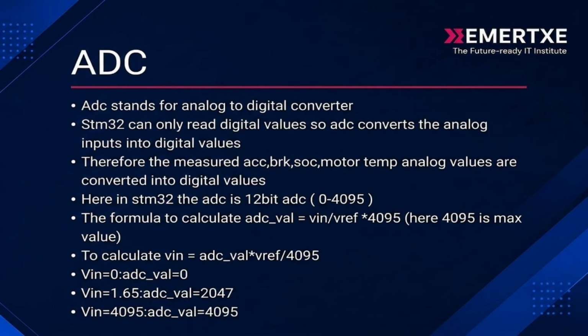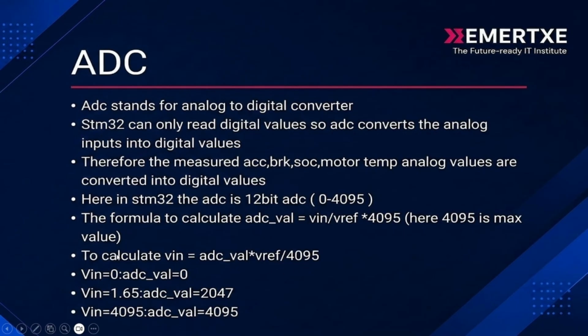Here in STM32, the ADC is a 12-bit ADC, 0 to 4095. The formula to calculate the analog to digital converter value is ADC value equal to Vin by V reference into 4095. Here 4095 is the maximum value. To calculate Vin, Vin equal to ADC value into V reference by 4095.